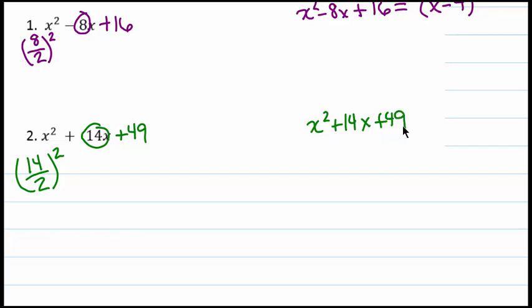Now I'm going to write this one also in factored form, which equals x, because that's my first term, and then my sign here is plus, and then what did I square? 7, squared.